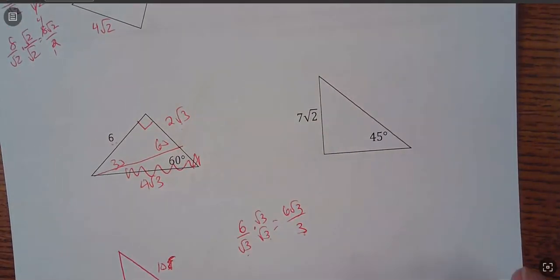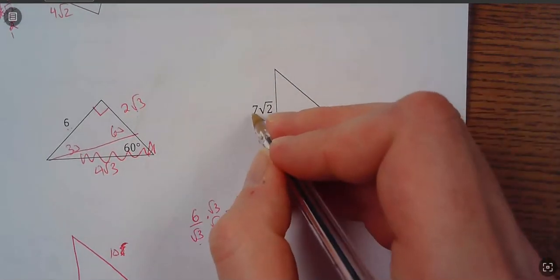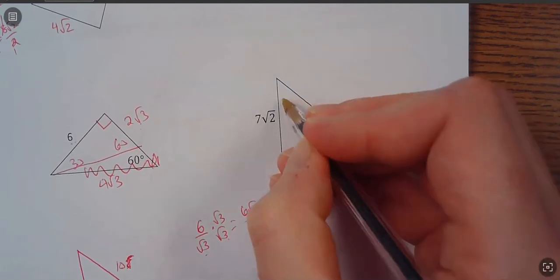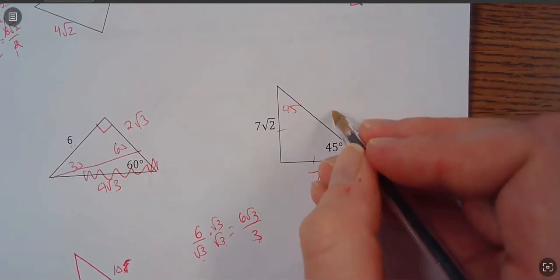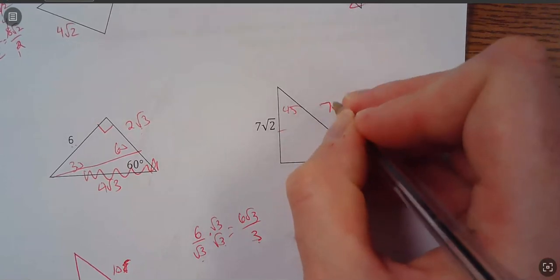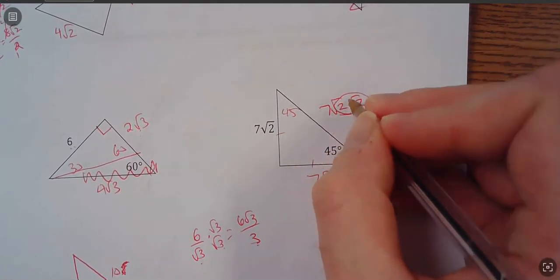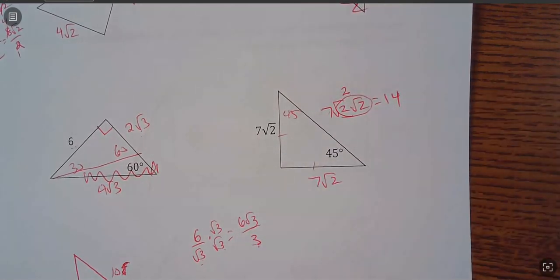Okay. And then, let's see, this guy here, 7 radical 2. Well, this is also going to be 7 radical 2, because if this is 45, that's 45. It's isosceles, they're equal. To go to the hypotenuse, I'm going to multiply by radical 2. So it'd be 7 radical 2 times radical 2. Well, radical 2 times radical 2 is 2. 7 times 2 is 14. So that would equal 14.